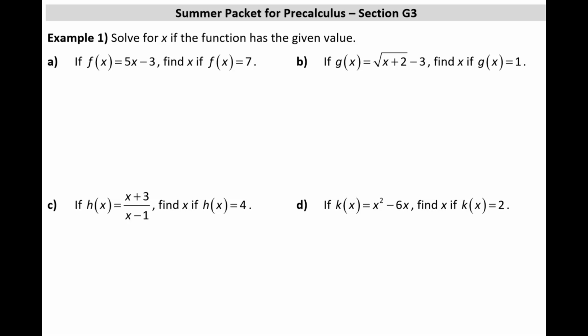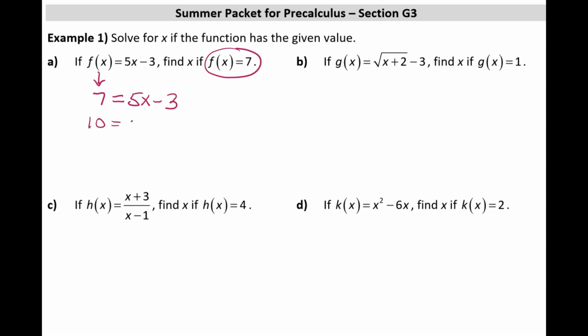In this last section, we're going to be solving for x when the function has a given value. That's different from letting x equal a certain value. So in A, we have f of x equals 5x minus 3. Our task is to find x if f of x equals 7. Since f of x equals 7, that means that f of x can be replaced with 7. So I'm going to replace the f of x with 7, and from there I'm going to solve for x.